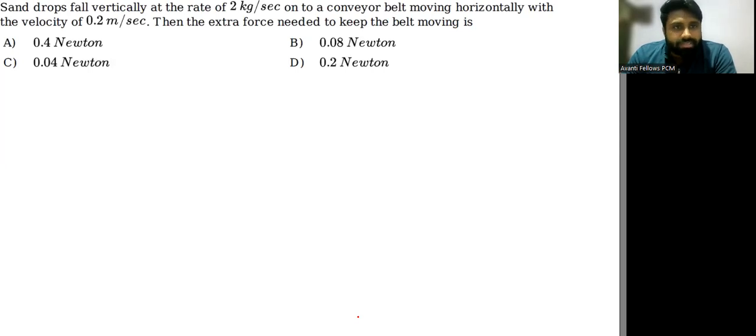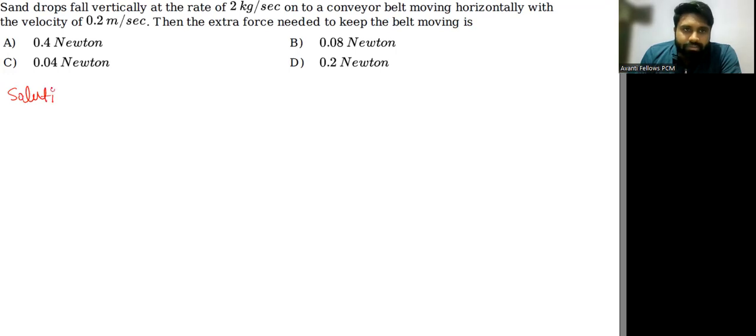Now, sand drops fall vertically at the rate of 2 kg per second onto a conveyor belt moving horizontally with the velocity of 0.2 meter per second. Then the extra force needed to keep the belt moving, because as the sand drops fall, they are exerting pressure on the belt. So we need extra force to overcome that pressure and to keep the belt moving.